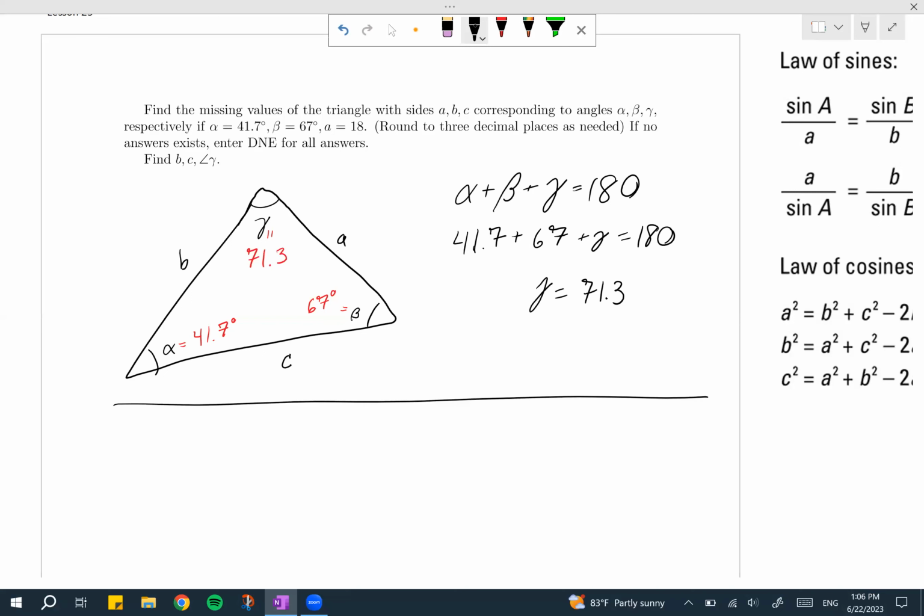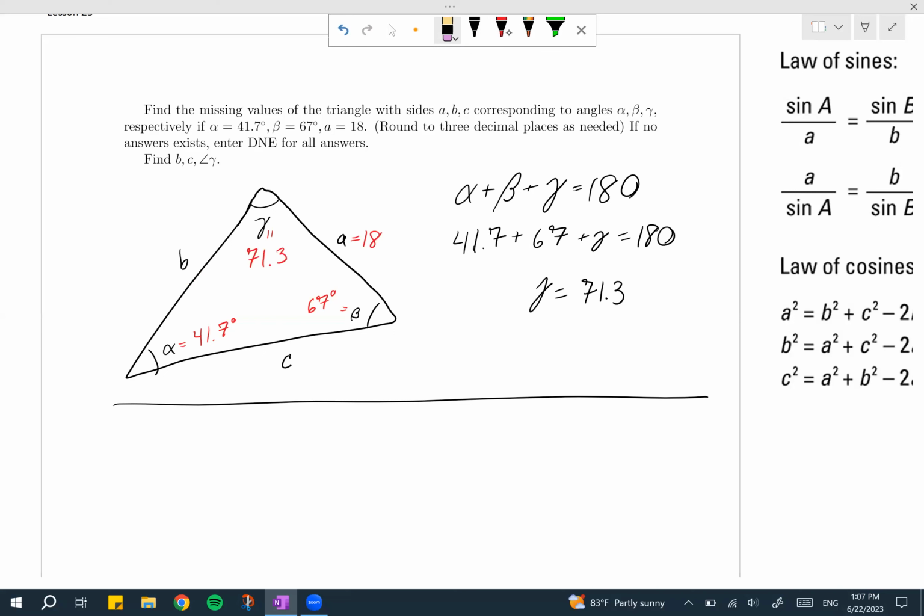Boom, that part's done. The second part, they only gave me A is 18. So I need to find B and C. That's what our problem is now: finding B and C.